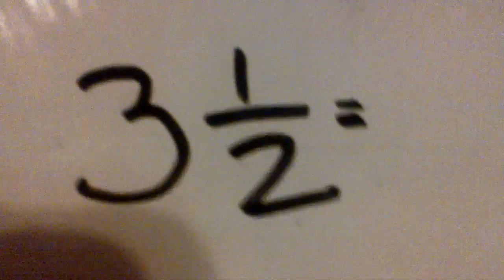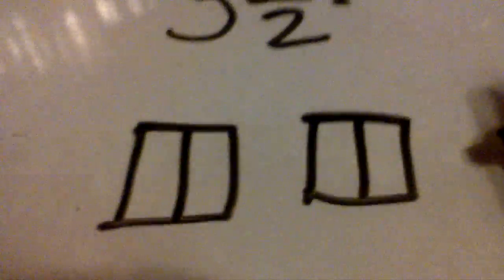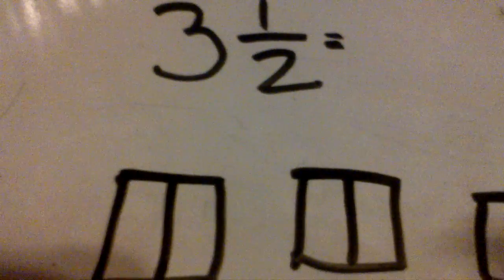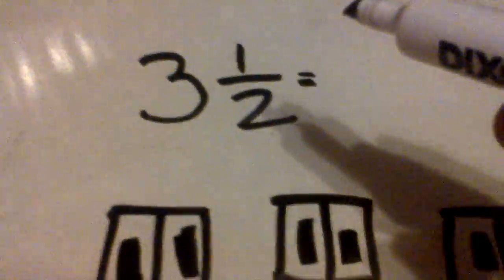So since I have a mixed number, 3 and 1/2, I'm looking to change it to an improper fraction. What I'm going to look to do is draw a picture showing my mixed number. So what I have here is 4 boxes. 3 of the boxes are a whole, and then this last box is going to be a half. So I just drew my mixed number, 3 and 1/2. 1, 2, 3, and then the half.